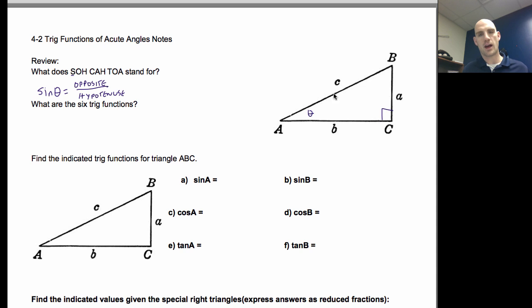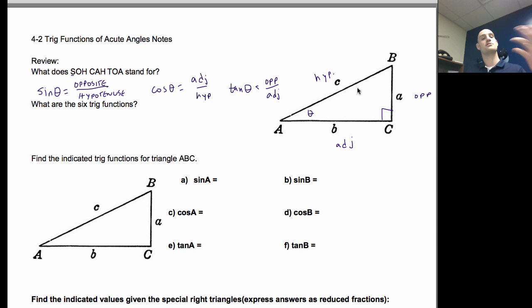And so if I label theta, this is my opposite side. This is my adjacent side because it's next to. My longest side is my hypotenuse, and I'm going to use those abbreviations from now on. And so my cosine of theta is going to be adjacent over hypotenuse. So I'd take B over C, whatever those numbers happen to be. And my tangent of theta is going to be opposite over adjacent. So again, opposite over adjacent, whatever those numbers happen to be.